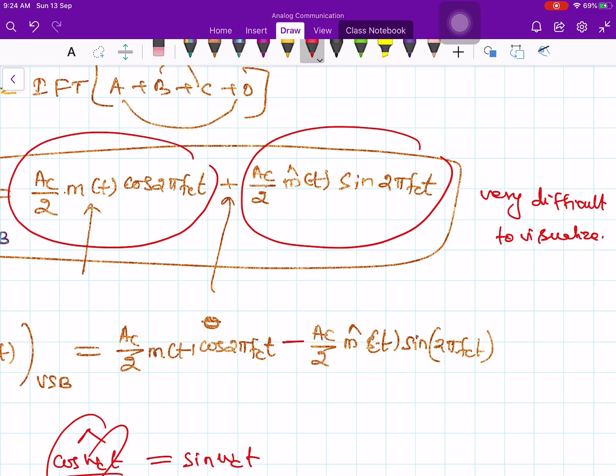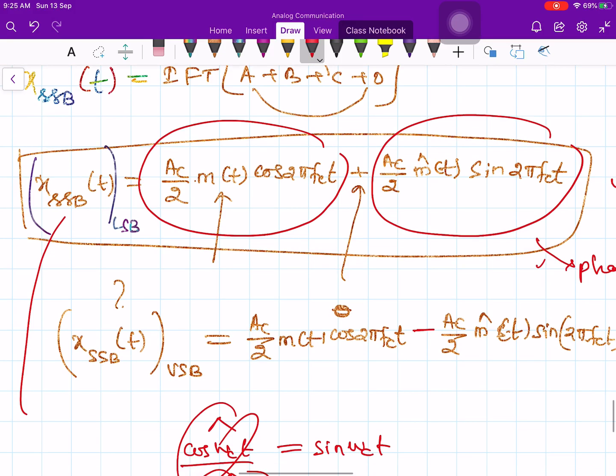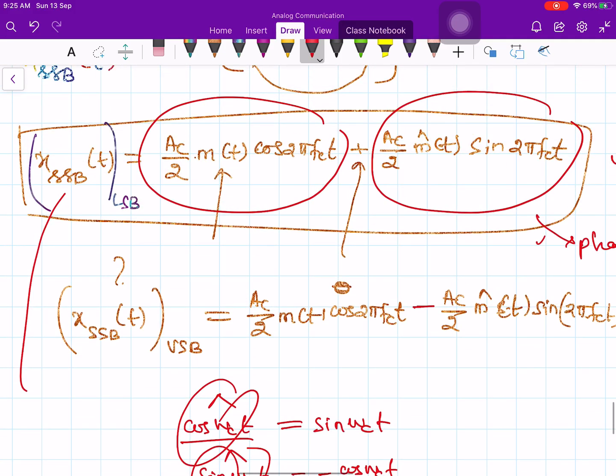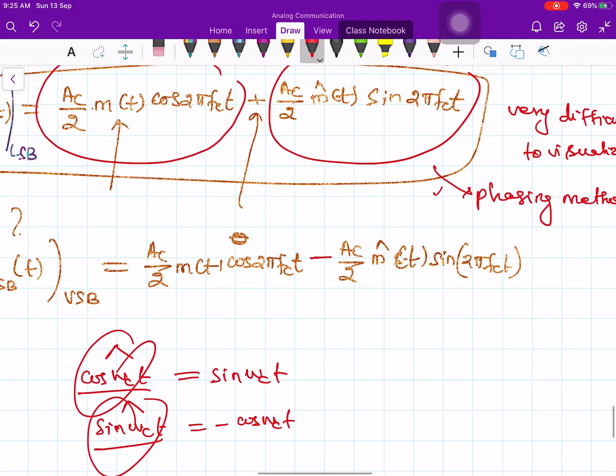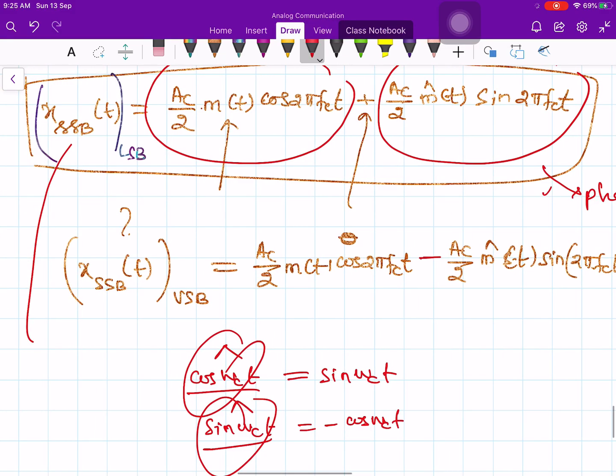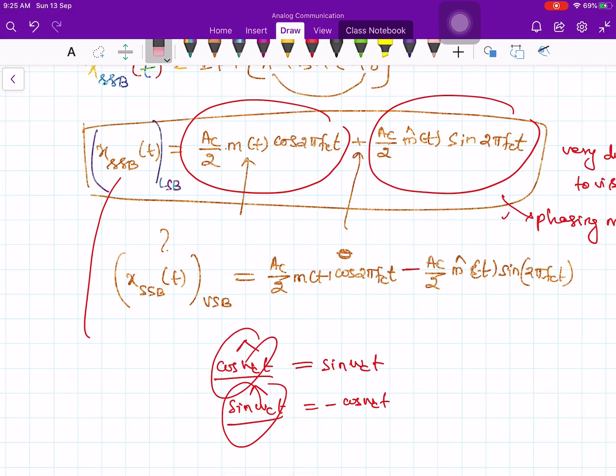This representation leads to a second method of generating SSB waveforms. This method is called a phasing method. Okay. So now let us represent it in terms of a figure. Maybe I need some space, so let me delete this.